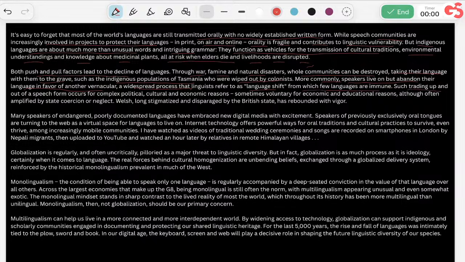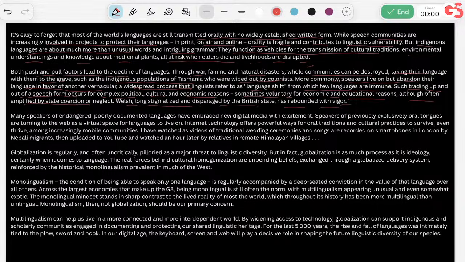Such trading up and out of a speech form occurs for complex political, cultural, and economic reasons, sometimes voluntary for economic and education reasons, although often amplified by state coercion or neglect. Welsh, long stigmatized and disparaged by the British state, has rebounded with vigor.